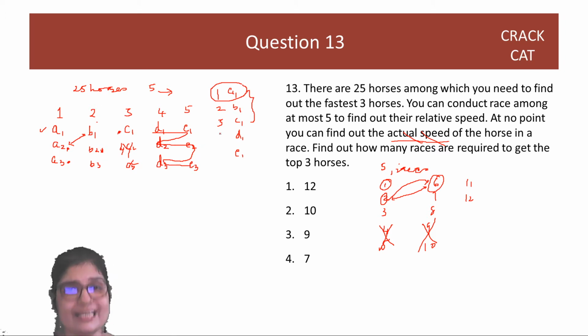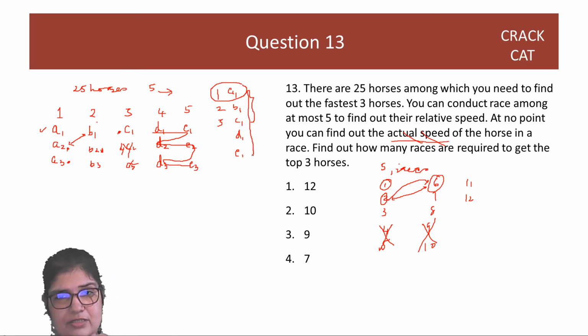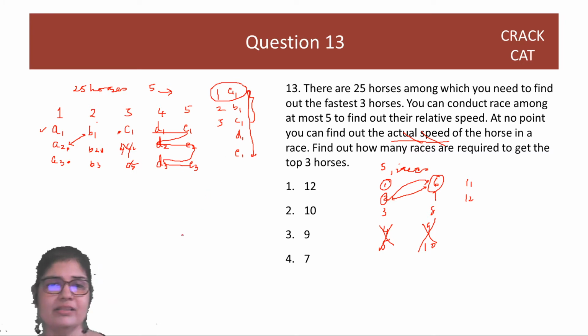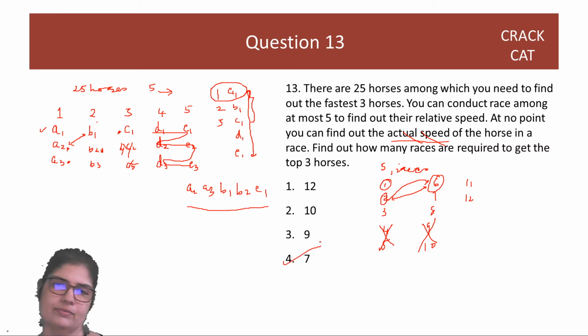So your 6th race is with the first guys. And then in your 7th race, you will run A2, A3, B1, B2 and C1. That's it. In 7 races you will get the top 3.